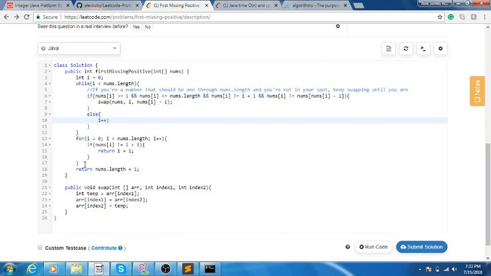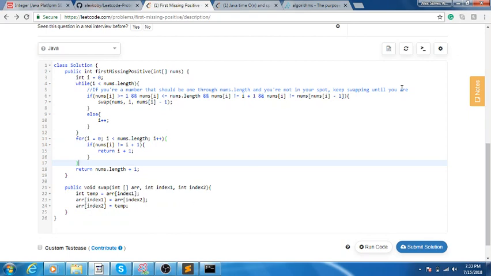And then what you can do is you look through all of your numbers. If it's not what it's supposed to be, you'll return what should be there. Else you'll return the length of the array plus 1. So if you had the numbers 1 through 5 and that was it, the length would be 5, and you'd return 5 plus 1, which is 6.